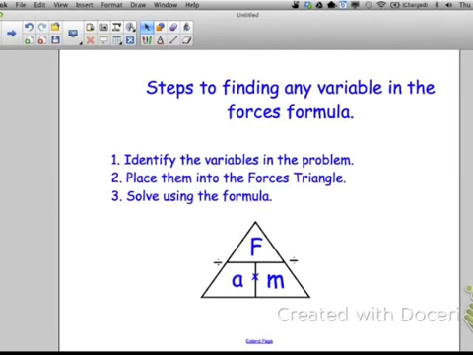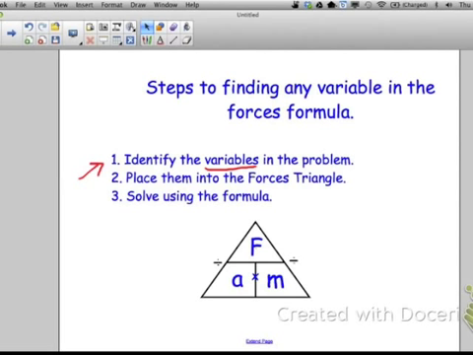So let's get to the steps to finding any variable in our forces formula. Remember that if I have this forces formula and this triangle, I'm able to find the force, the acceleration, and the mass. But I want to follow these three steps. First, when I'm looking at a story problem, I need to, and I would write this down in your notes, identify the variables in the problem. If I know the mass and I know the force, I need to find the acceleration.